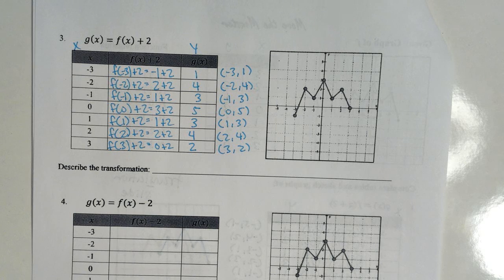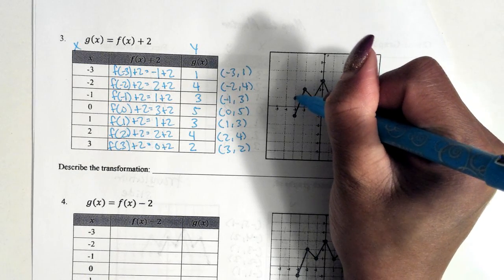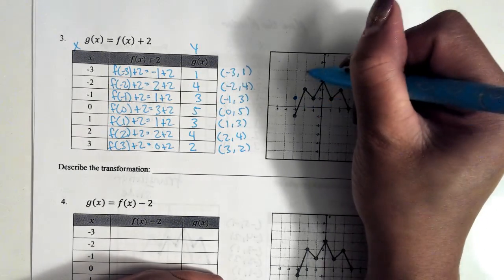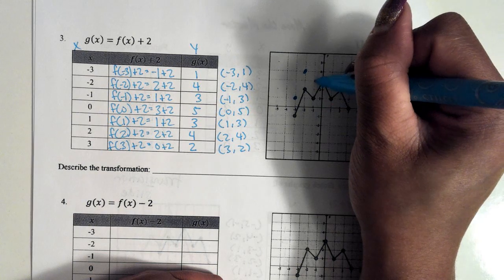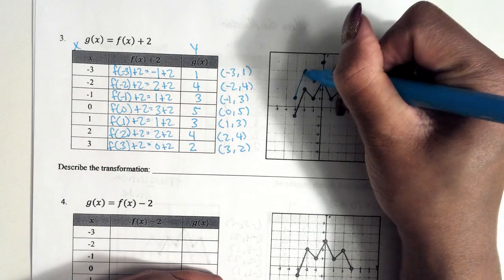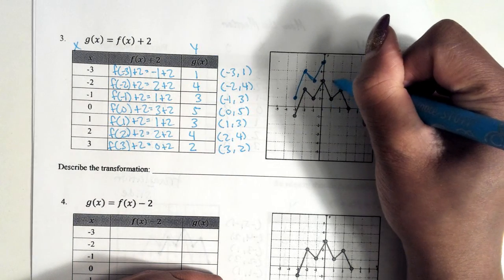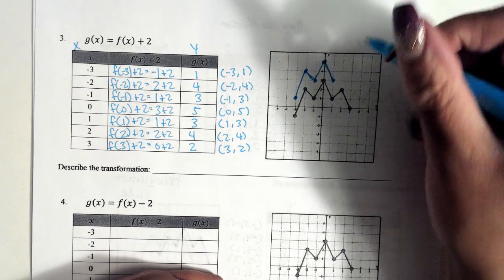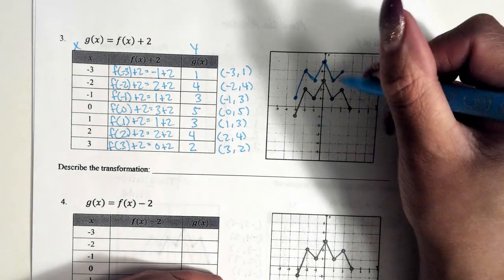So now I'm going to plot those new points on my graph. So now I have -3. Okay, so I'm going to go over -3, and I go up 1. Then I have -2, 4. Then I have -1, 3. Then I have 0, 5. There's one part. And the next one is 1, 3. Then I have 2, 4. And then I have 3, 2.